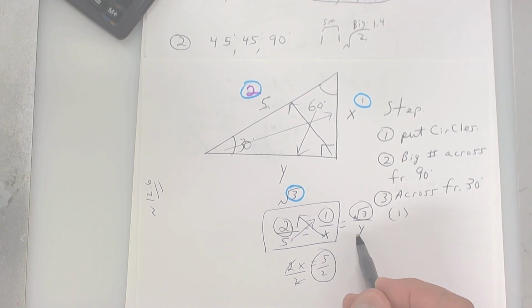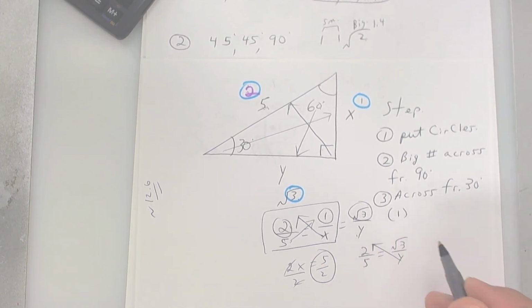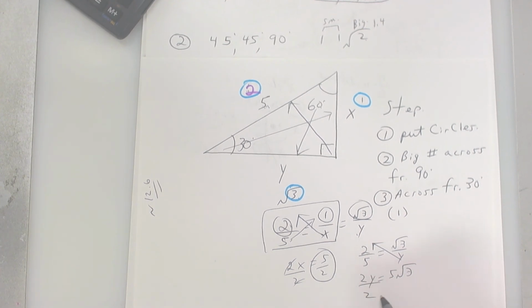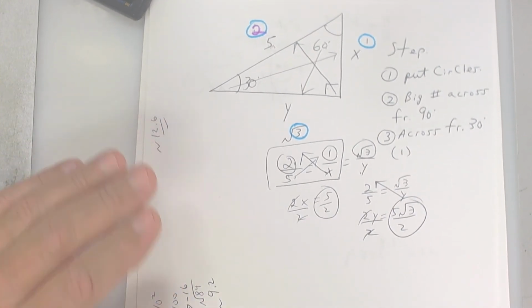Then on this one, you want to use the 2 over 5 with the square root of 3 over y. You cross multiply. That gives you 2y equals 5 square root of 3. And by the way, you've got to divide by 2. Now I'm going to give you one just like this.